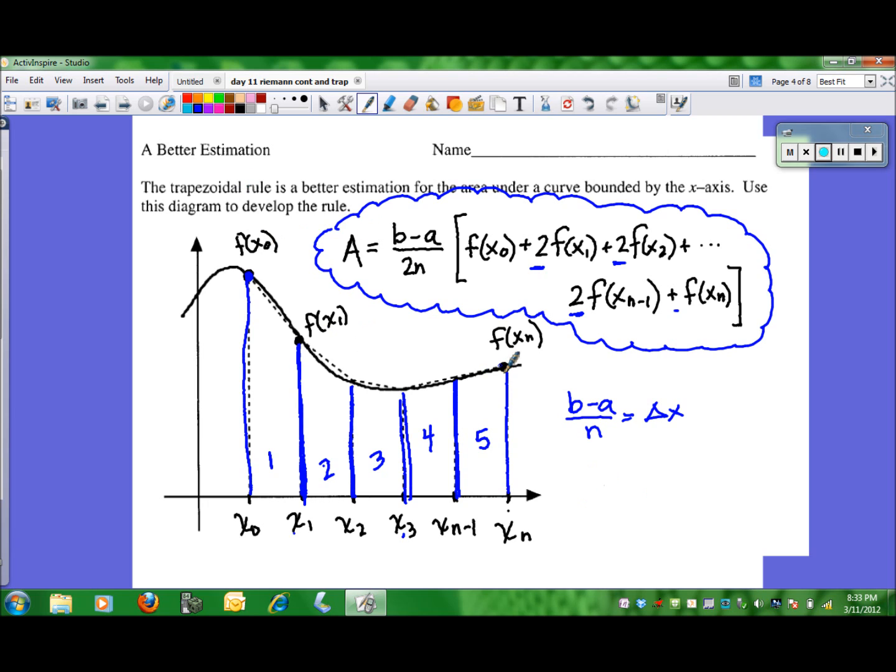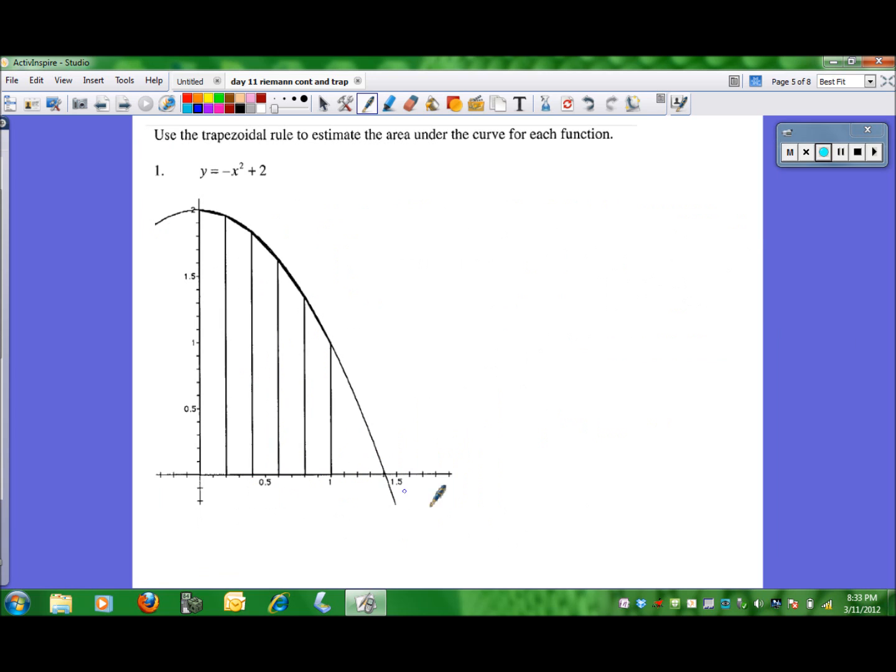But I'm hoping that you'll be able to get this formula and understand how to apply it in this first example. We're going to use the trapezoidal rule, as it states, to estimate the area under the curve for each function. So I'm going to do the first one with you, and then the rest are going to be up to you. Now if you look, there's also a graph here. After this video, you're going to be doing some work with some functions that do not have graphs. So you're going to have to be able to figure all this out.